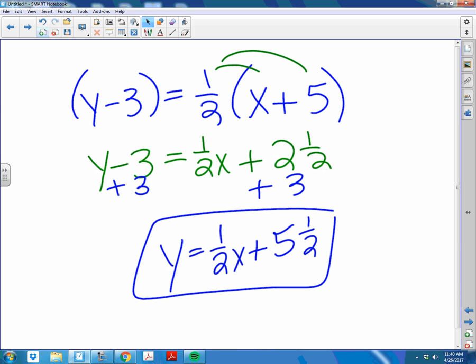Tara, it is an increasing line. It is an increasing line because it has a positive slope and it's relatively flat. Gavin? The slope is 1/2 and the y-intercept is. That's not a description. You're just spewing out numbers. I want a description of the graph. Leilani. It crosses the y-axis at 5 1/2.